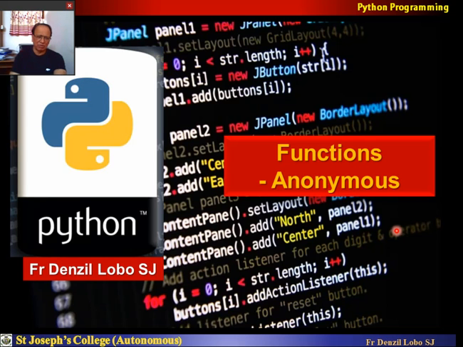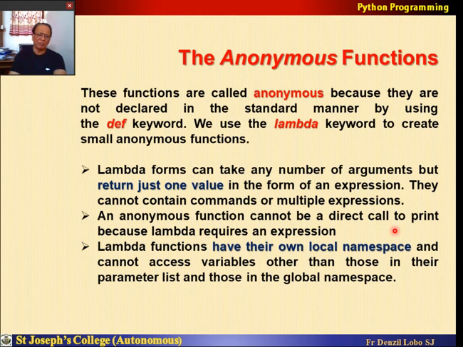Anonymous functions, or what are called the lambda functions. These functions are called anonymous because they are not declared in the standard manner by using the def keyword. As you know, we declare every user defined function with the def keyword, the function name and the parameters to be passed. So we use the lambda keyword to create small anonymous functions. Anonymous means no name functions.